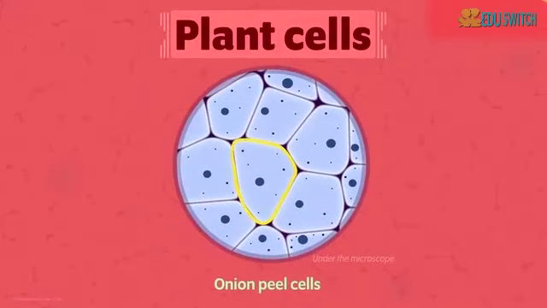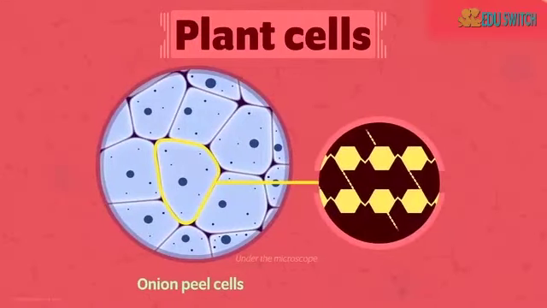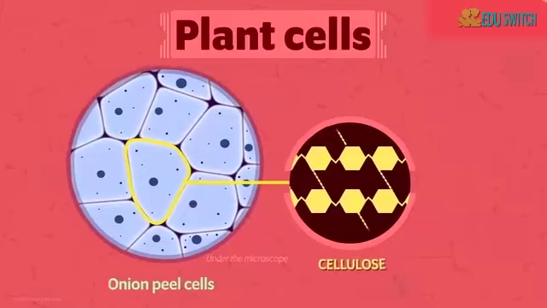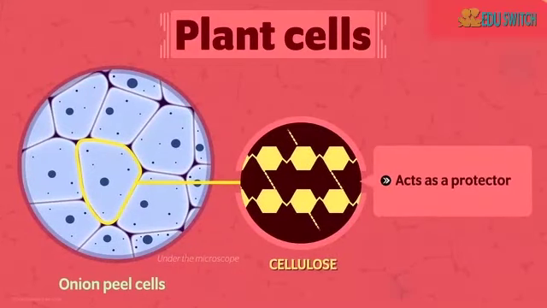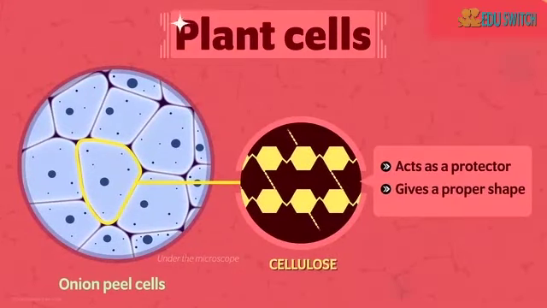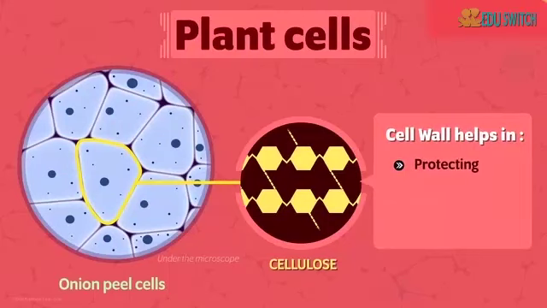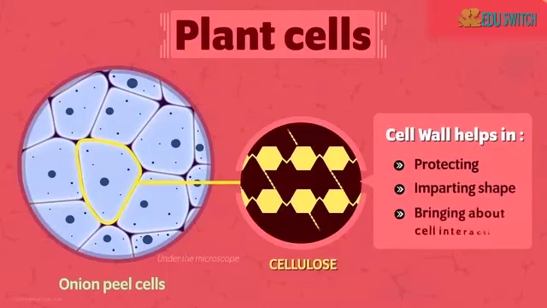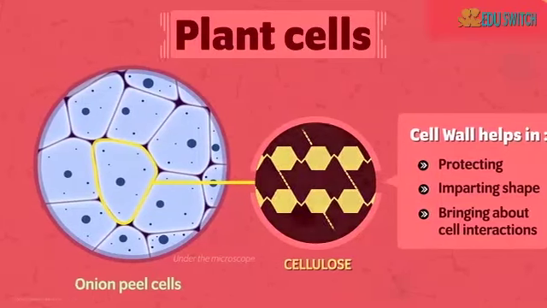The cell walls act as protectors for plant cells. It's composed of a non-living rigid structure that is cellulose. It not only acts as a protector, but also gives a proper shape to the plant cells. It also helps in cell-to-cell interactions and provides a barrier to undesirable macromolecules. It protects, it gives shape to the cells, and it helps in cell-to-cell interactions. Clearly, the cell wall is a very important part of the plant cell structure.